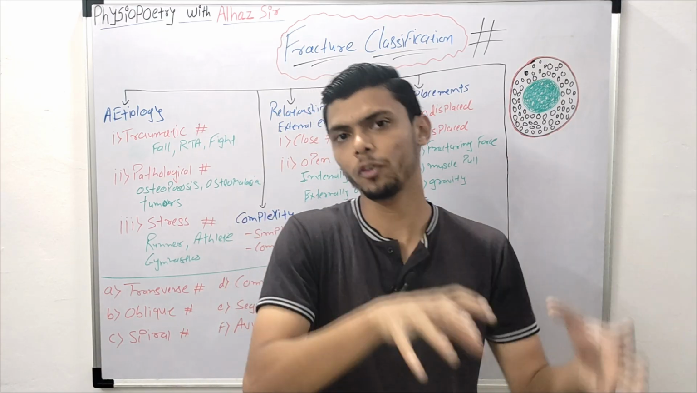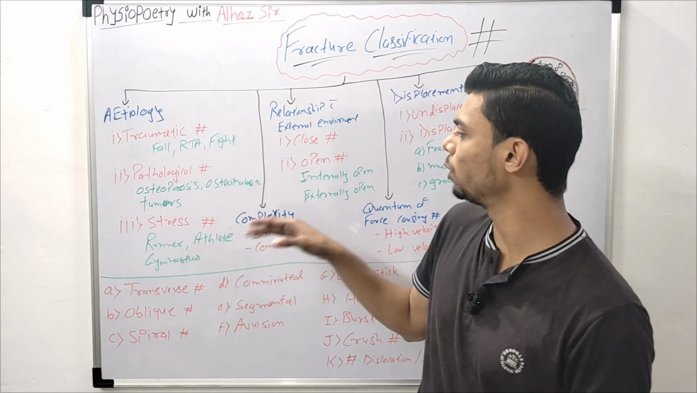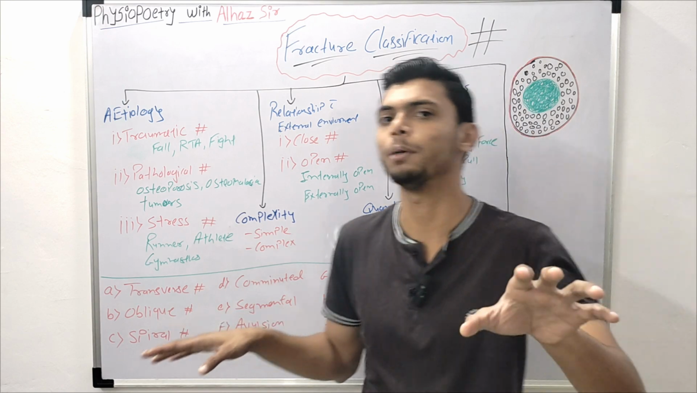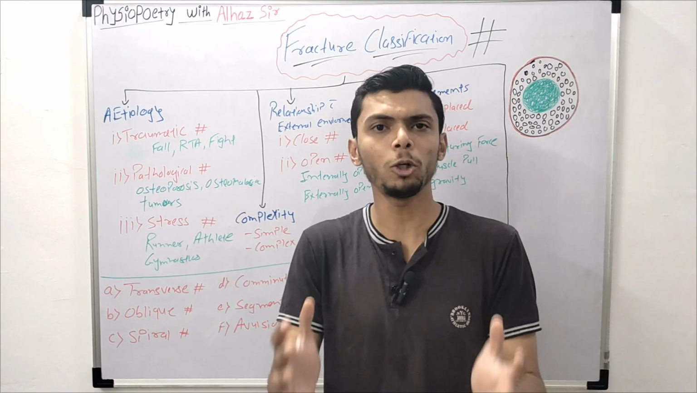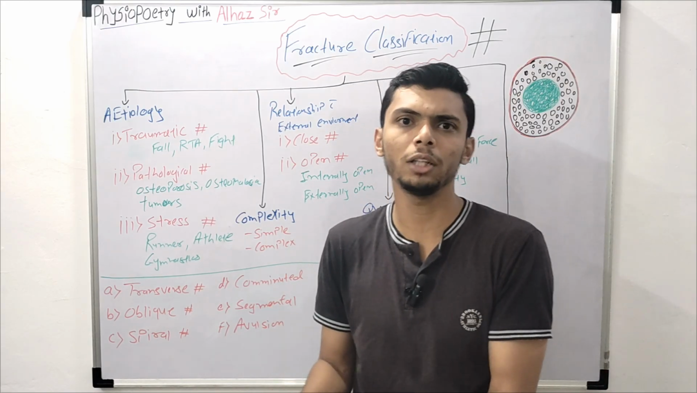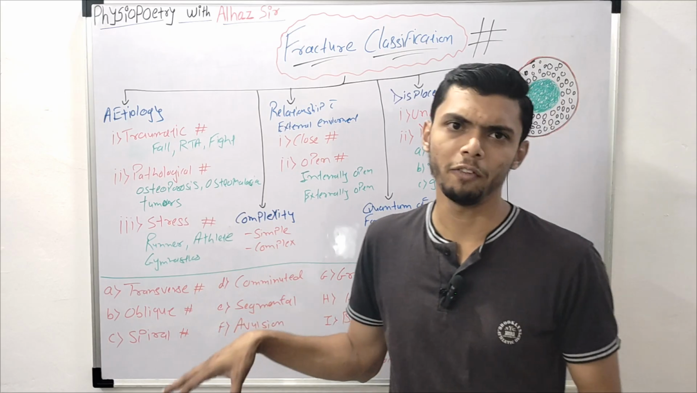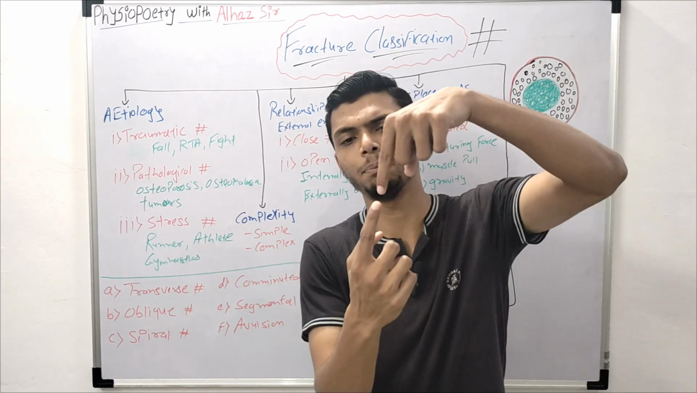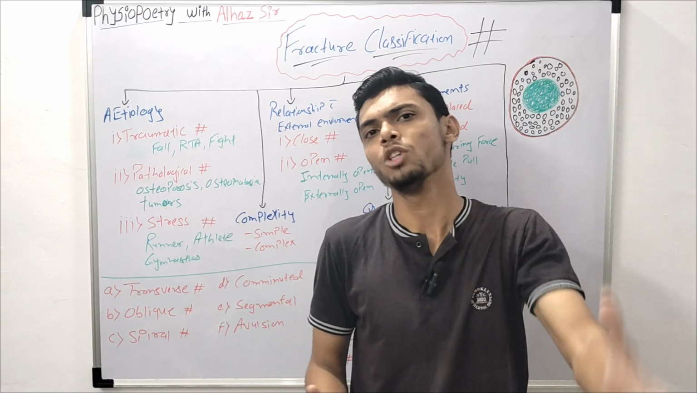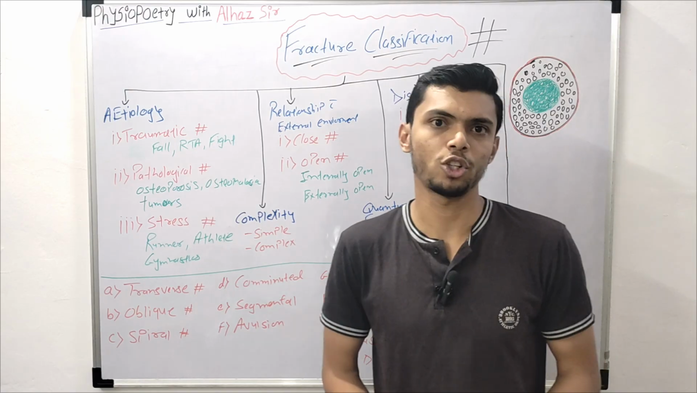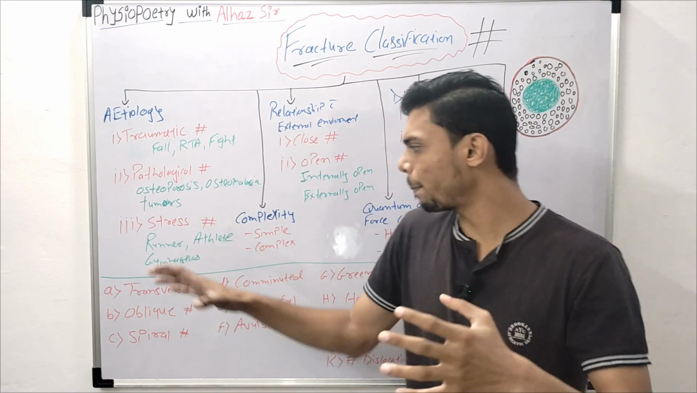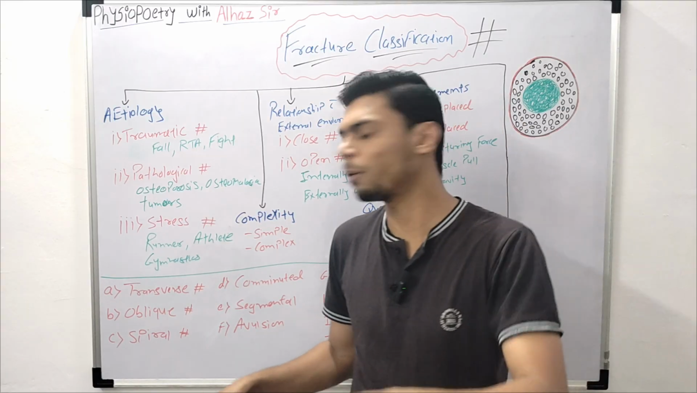So based on treatment, we have classified them by complexity, whether it is simple or whether it is complex. If it is simple to treat, it's a simple fracture. Any fracture which is simple: there is a simple hairline fracture, there is a simple traumatic fracture, there can be a simple stress fracture. When we look at their patterns, we will know further about it.